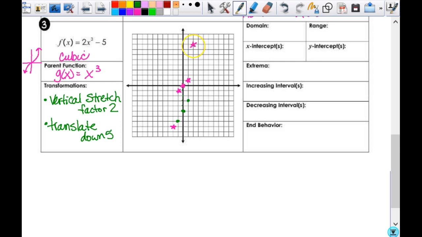Okay. My y value is 8. So my new y value becomes 16, right? And it's way up there. I'm at 16, I'm going to translate down 5, so where do I actually end up? 11.